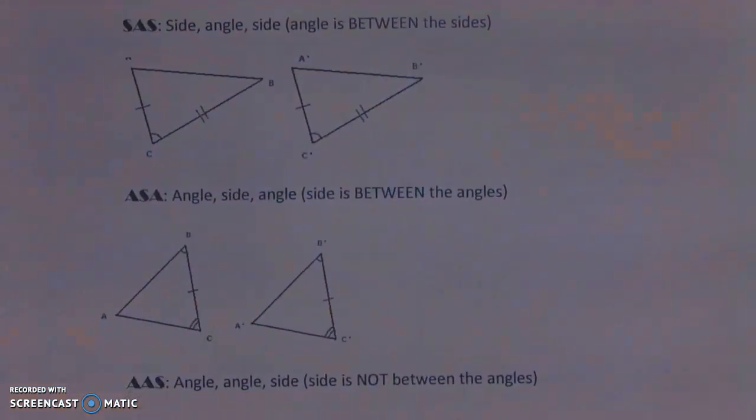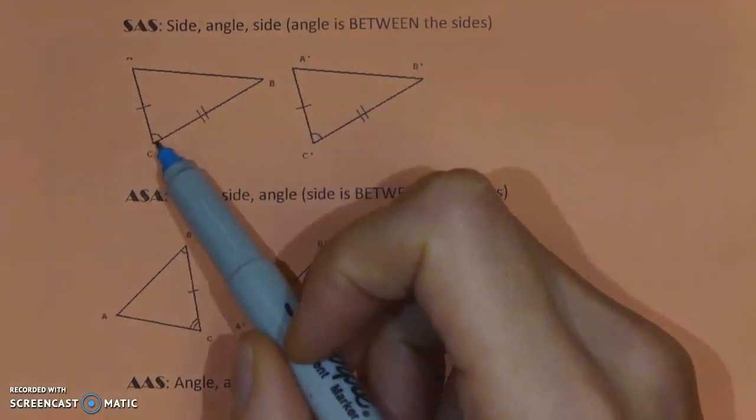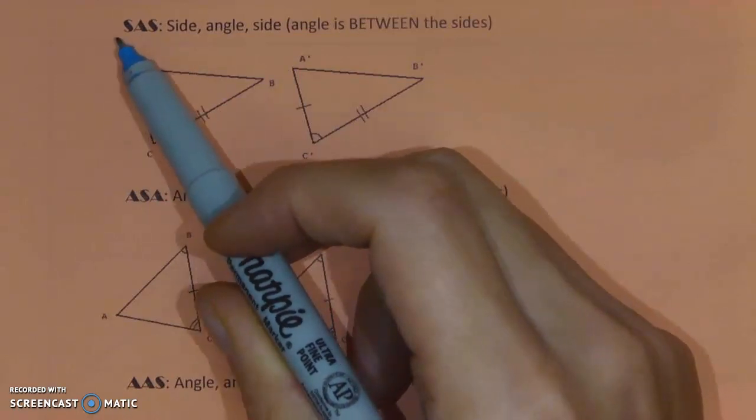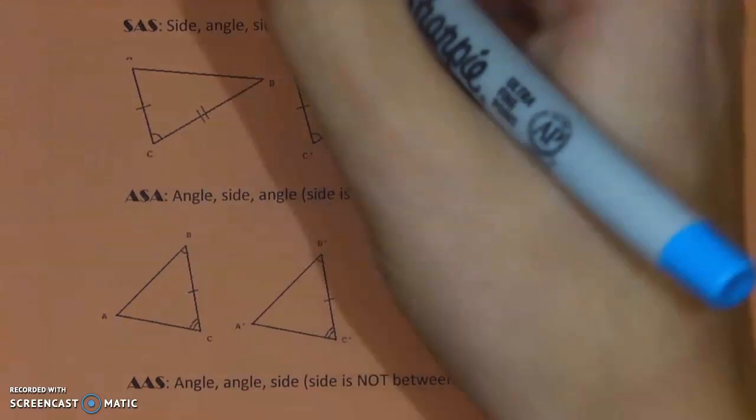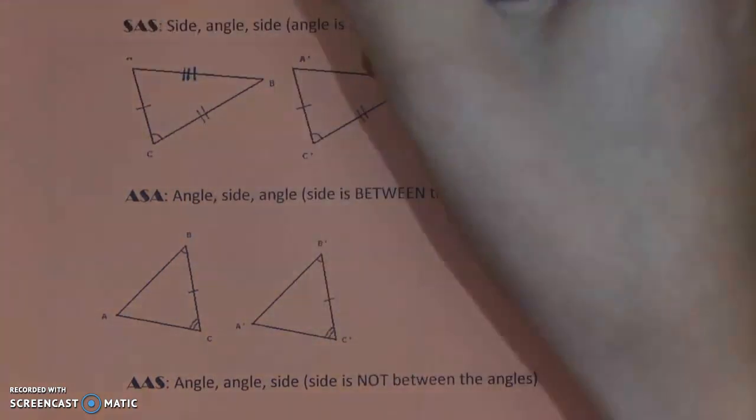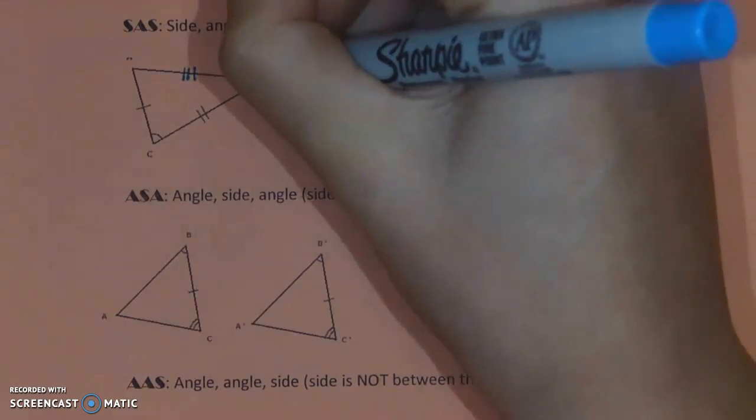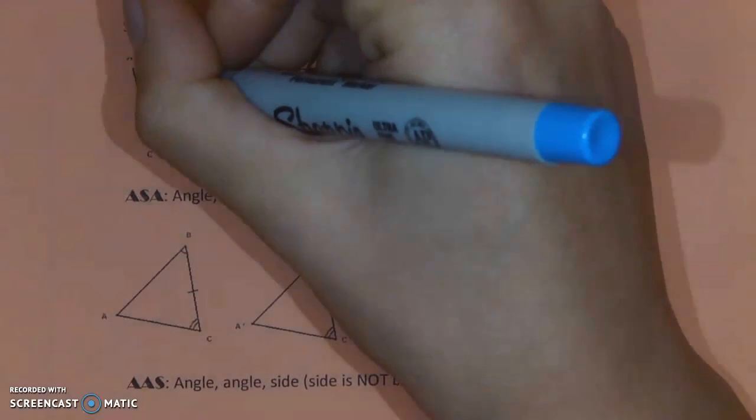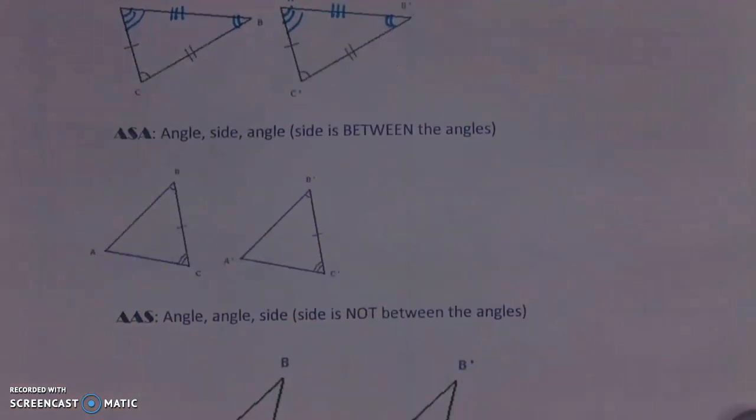Same thing with side, angle, side. I know that if 2 sides are congruent and the angle between them, that's why the angle is between the S's here in SAS, is congruent, then this remaining side will be congruent to this remaining side. This angle, B, will be congruent to this angle, B prime, and this angle, A, will be congruent to this angle, A prime. And that continues for each of the others.